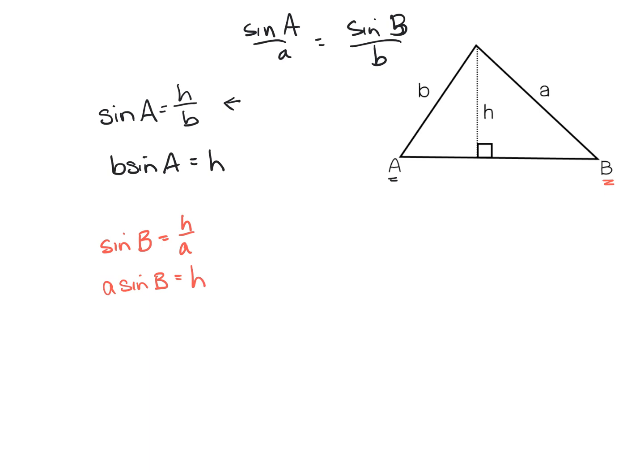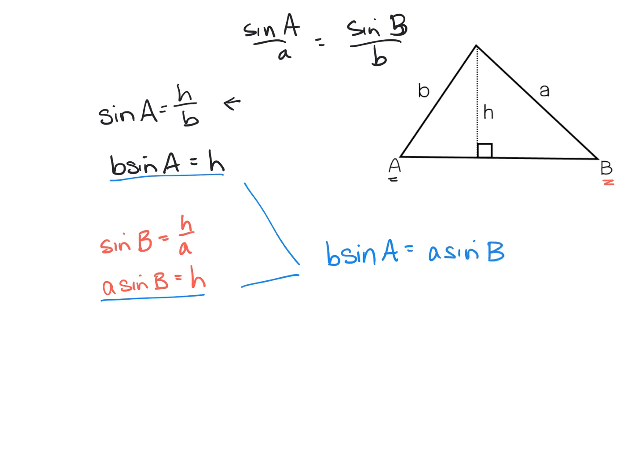Now I have two equations here. Both are equal to H. So that means I can just do a substitution, right? If they're both equal to H, then they have to be equal to each other. So when I substitute in, I have B times the sine of A is equal to A times the sine of B.